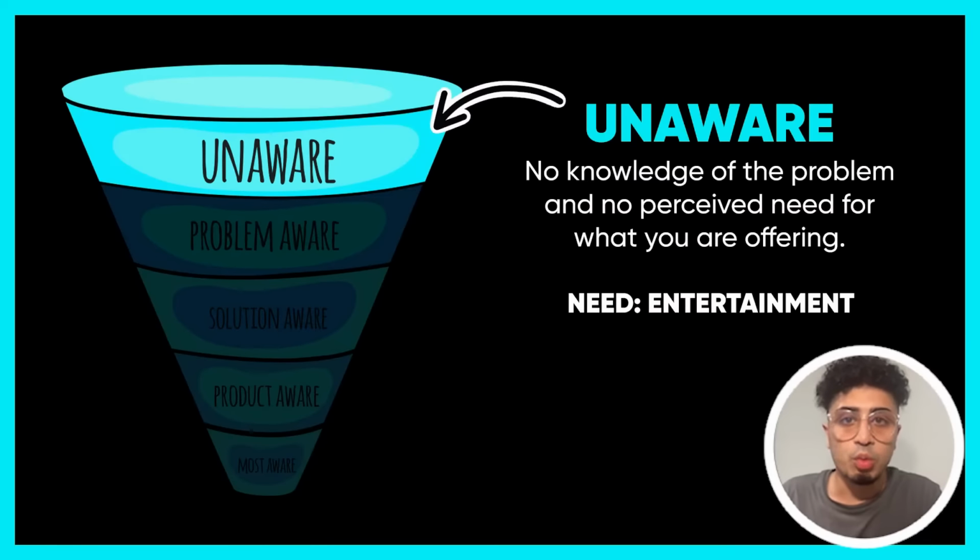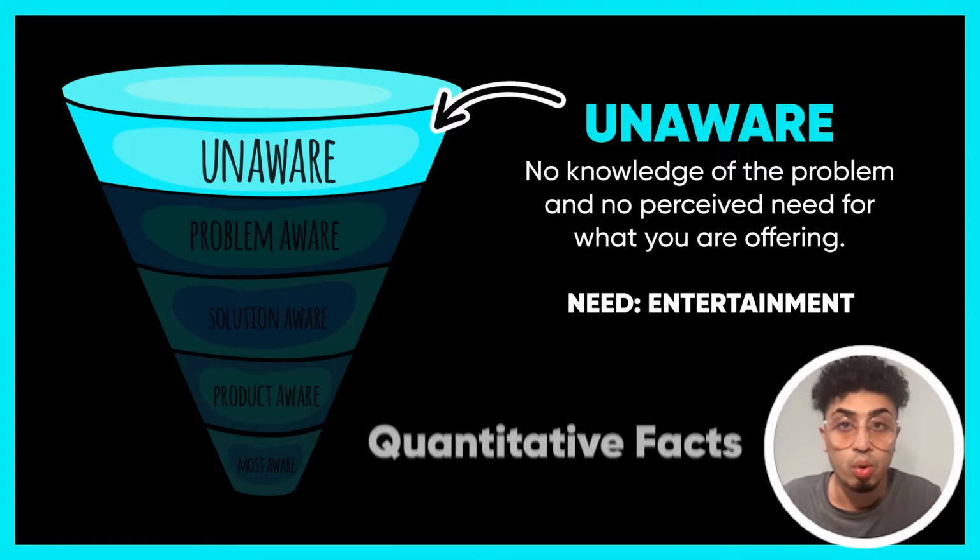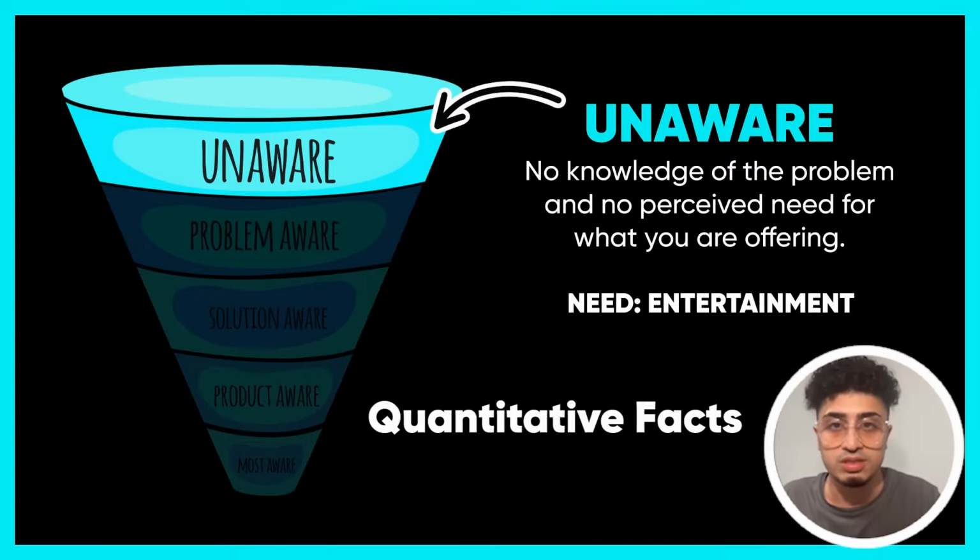So phase 1 of awareness is unaware. These are individuals who have no knowledge of the problem or no perceived need of the solution you're offering. To blitz through the noise, you need to utilize entertainment. How do you utilize entertainment? We've seen qualitative facts and, most importantly, quantitative facts ultimately get people to stop and say, maybe I am struggling with X. Maybe I do need to look into this.